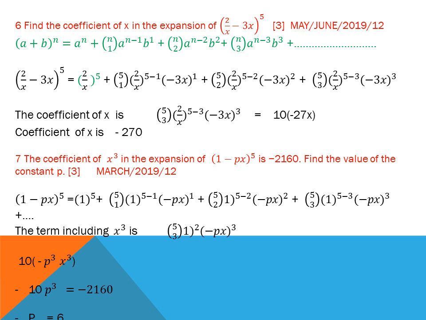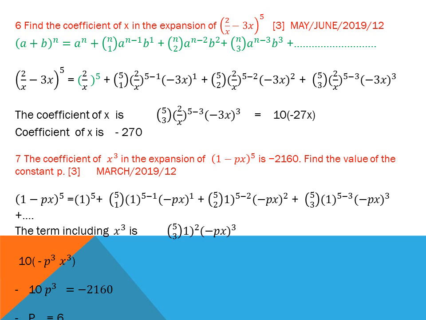When I solve term number 4, 5c3, 2 over x power 5 minus 3, minus 3x cube, I will get that 5c3 will become 10, and the remaining 2 power 2 is 4, and minus 3 power 3 is minus 27. Minus 2 power 2 will become 4. I think the 4 is missing here. So 5c3 will become 10, then multiplied by 4, then multiplied by minus 27. So it will become minus 270 into 4. So it's the final answer here.